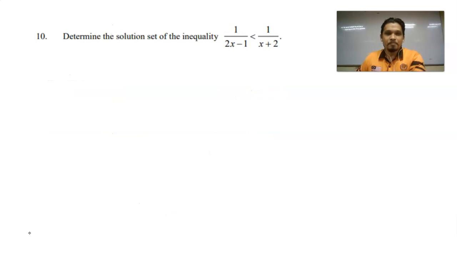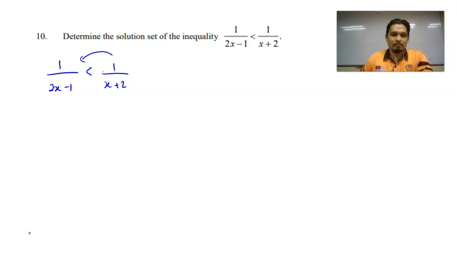Let's continue. Okay, so the first one: 1 divided by 2x minus 1 less than 1 divided by x plus 2. This is an inequality, not an equation. If that's so, we are not allowed to use cross multiplication. What we are going to do for this question is bring this to the left side to join up with this one here: 1 divided by 2x minus 1 minus 1 over x plus 2 less than 0.